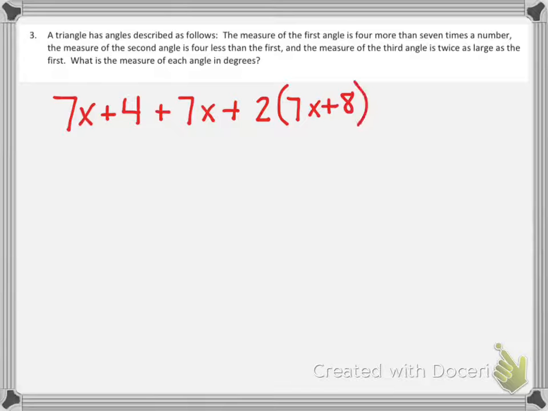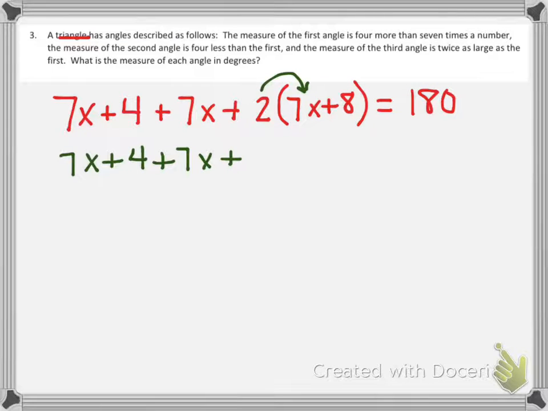Okay, and that is a triangle. Remember, triangles have 180 degrees. So that's equal to 180 degrees, and there is my equation. Next, let's use the distributive property to simplify. So I'm going to get 7x plus 4 plus 7x plus 2 times 7x is 14x plus 2 times 8 is 16, and that's all equal to 180.